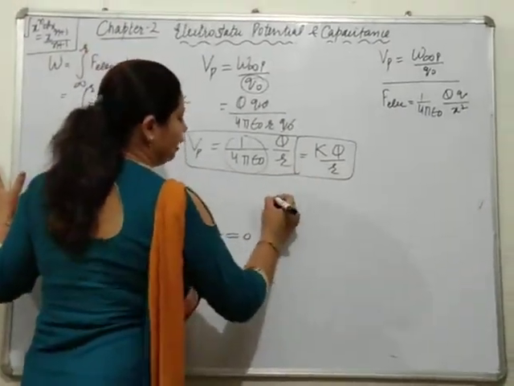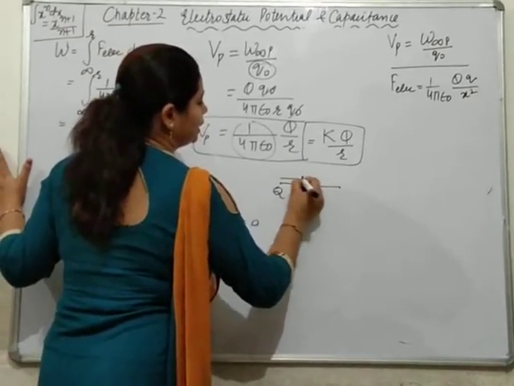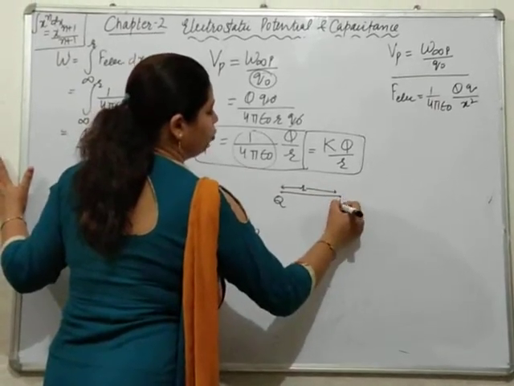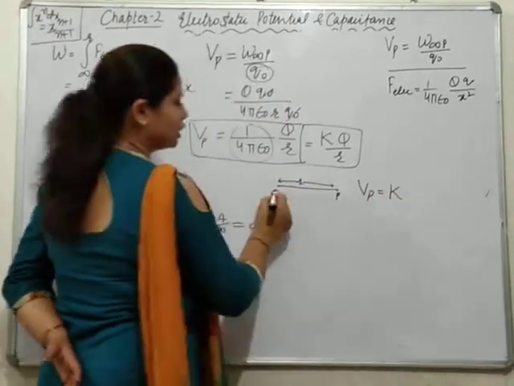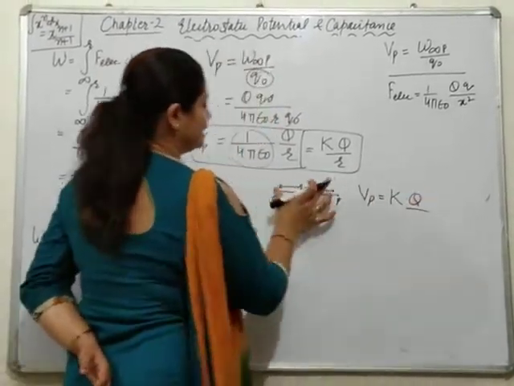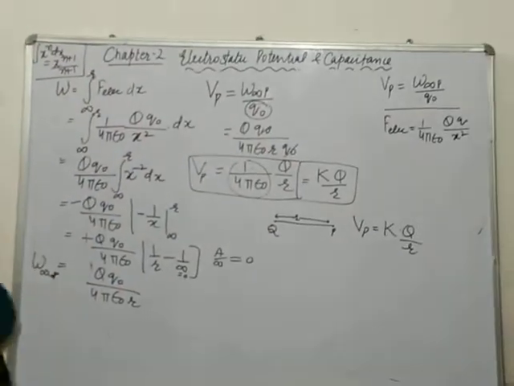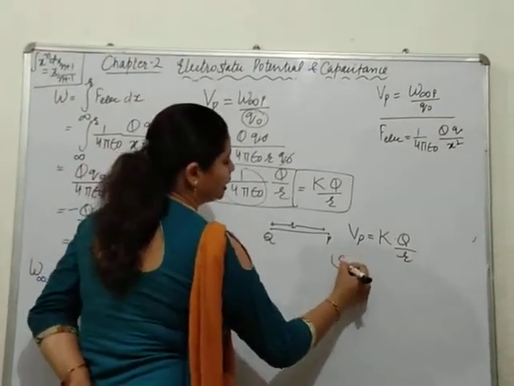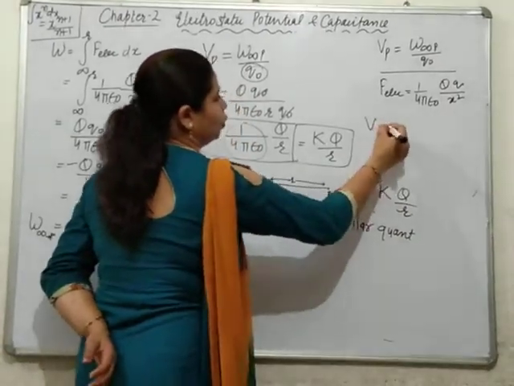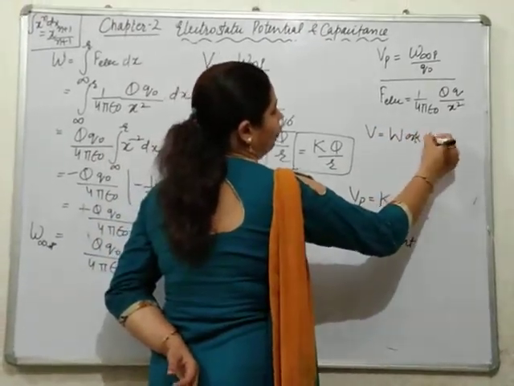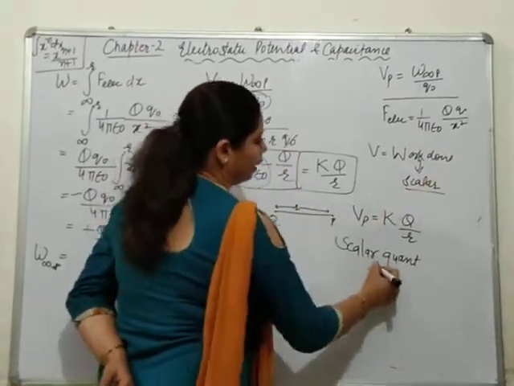So up to now we have received the derivation of potential due to a charge at point P. What is the result? If there is a charge Q, and we want to find out the potential at distance R, then what is the result of potential at point P? That is K, source charge capital Q, distance of observation R. This is the formula for calculation of potential. As we know, potential is a scalar quantity, because potential is equal to work done, and work done is a scalar quantity. So potential is again a scalar quantity.